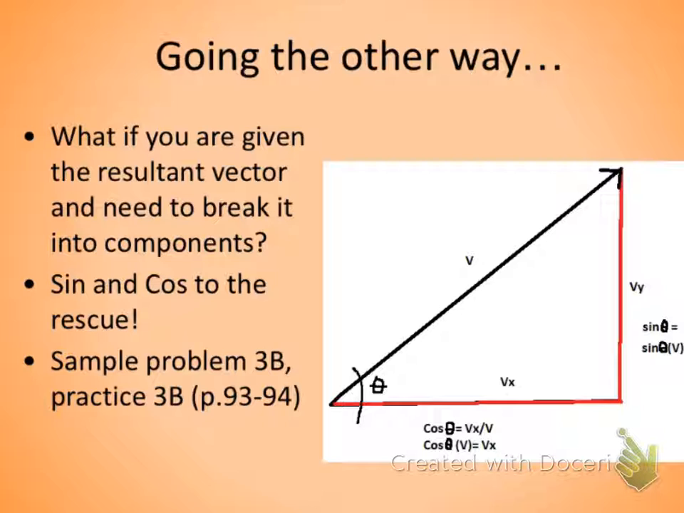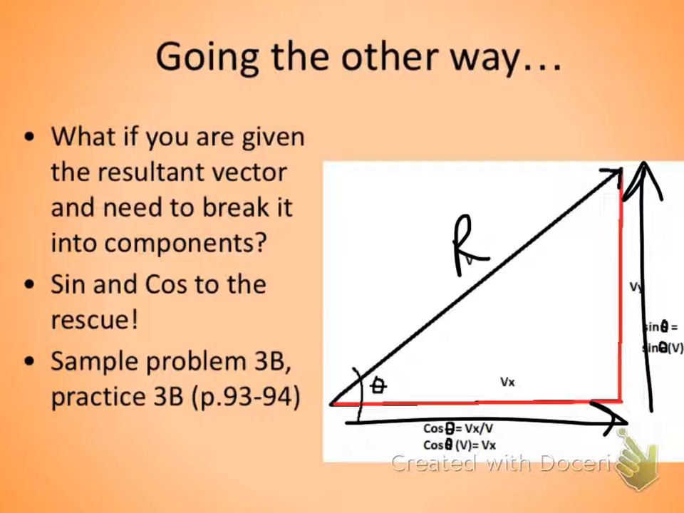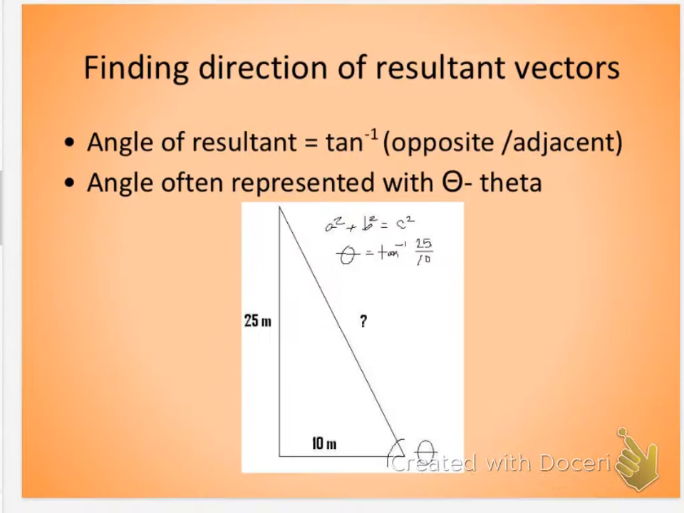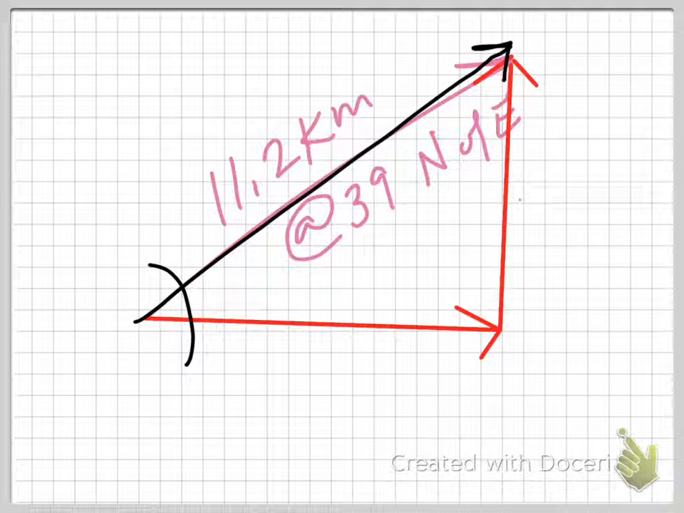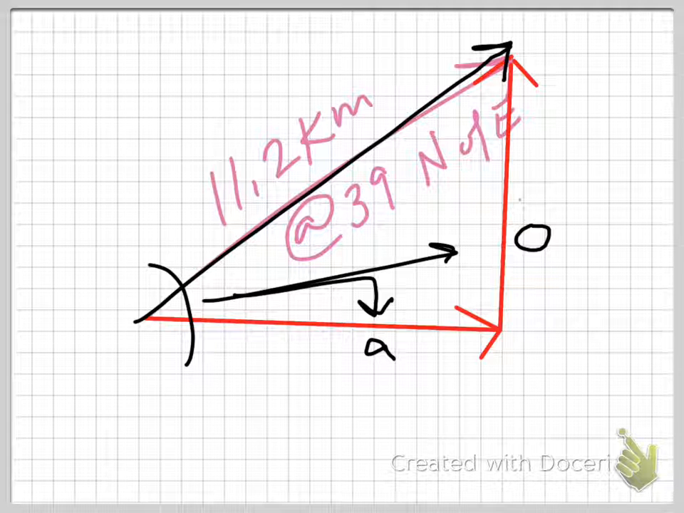What we're going to do here is take that resultant vector and break it into the x component and the y component. This is where we use sine and cosine, because when we're given a resultant vector like this, we're given an angle and we're given the hypotenuse. The resultant is always the hypotenuse. So to break it into the components, what you have to remember is that you have a side opposite the angle and you have a side adjacent the angle.